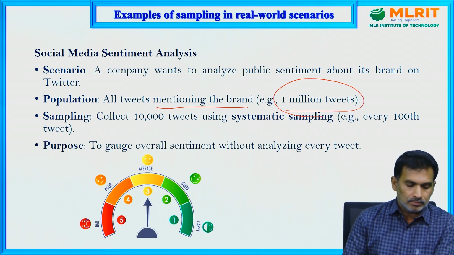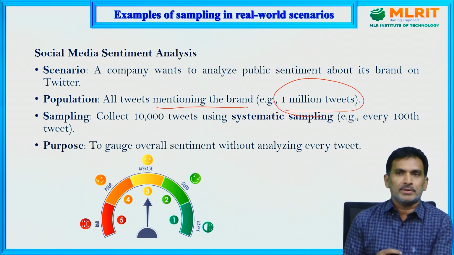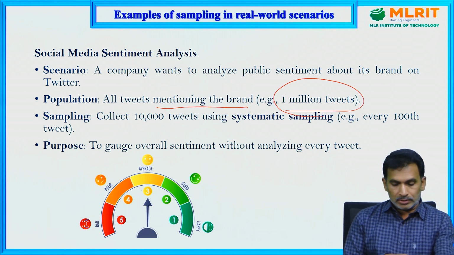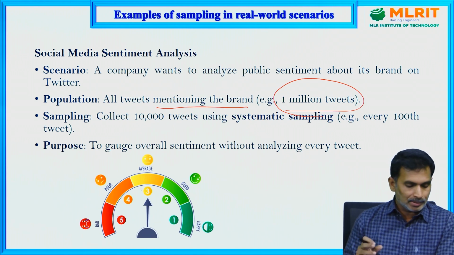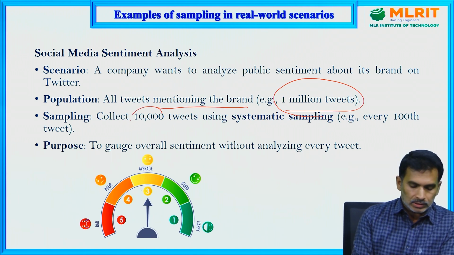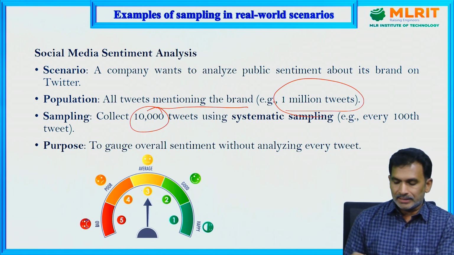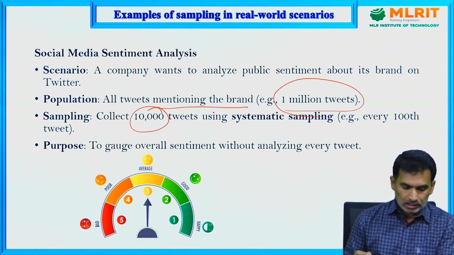Sometimes it would be very difficult to process 1 million tweets. Suppose there is a time limitation; it would be very difficult to process them within the specified amount of time. So in that case, we would collect 10,000 tweets using a systematic sample, for example every 100th tweet, to gauge the overall sentiment without analyzing every tweet.